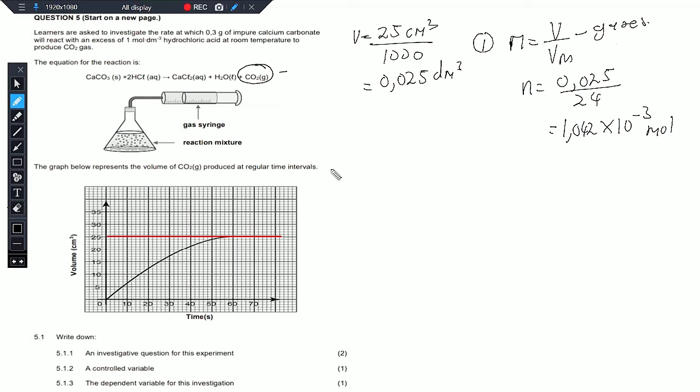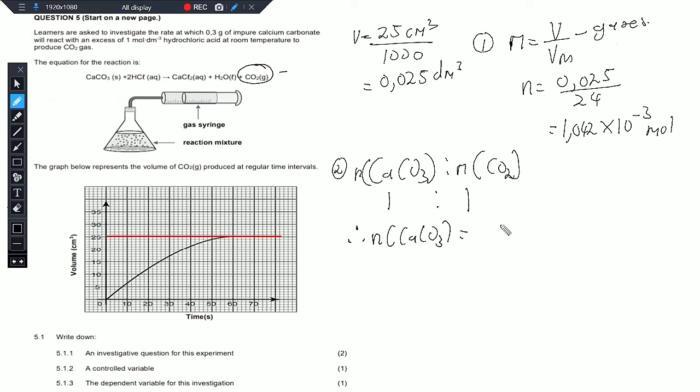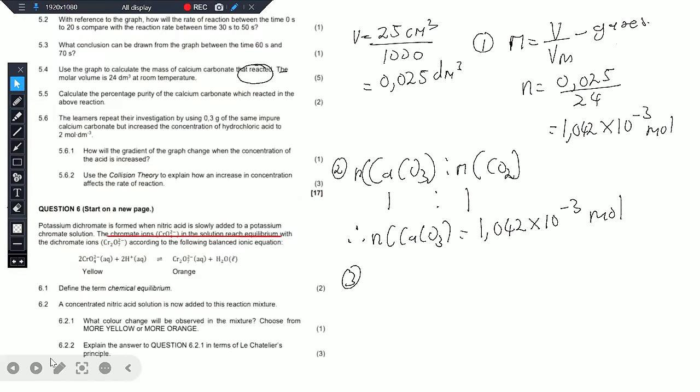So this was your step number one. Then step number two, this is where we ask, what is the ratio of the number of moles of calcium carbonate to the number of moles of carbon dioxide? As we can see from our coefficients, it is 1:1. The number of moles of carbon dioxide was 1.042, so if it's 1:1, then the number of moles of calcium carbonate needs to be the same value, 1.042 times 10 to the exponent of negative 3 mole. Same ratio, same number of moles. Then step number three, this is where we calculate for the required value. We have to go back and reread the question.